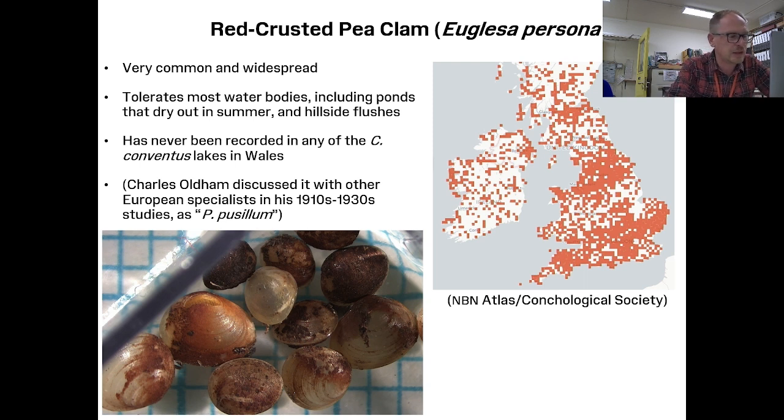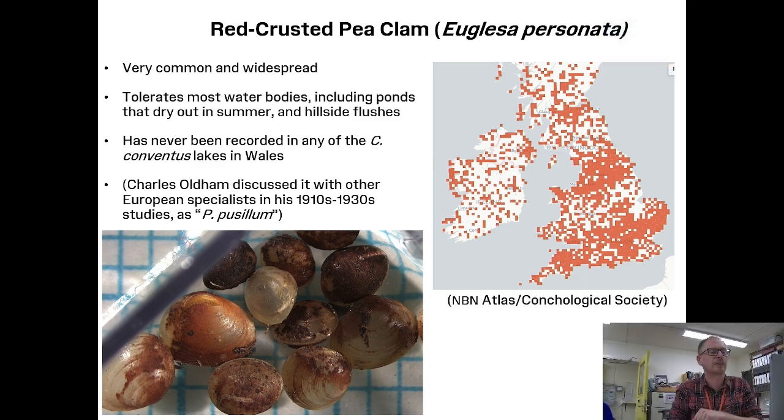Two of the other things you might confuse with it are the red-crested pea clam, and God, look at that map there. This shows that this is one of those really widespread and tolerant species that you can find almost anywhere. It can even live in puddles that dry out during the summer, and superficially it looks almost the same as Conventus conventus. However, it's never been recorded in any of the lakes that have conventus in Wales. And I've looked right back into the detailed notes of Charles Oldham and the others to be sure that that's the case.